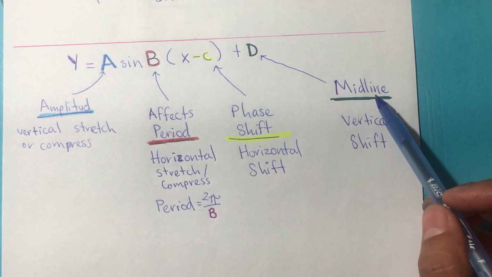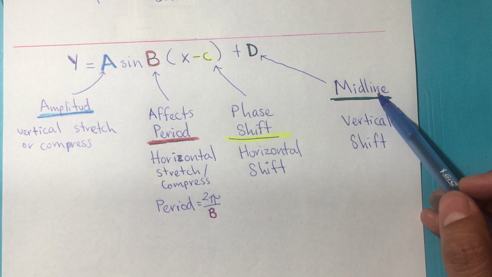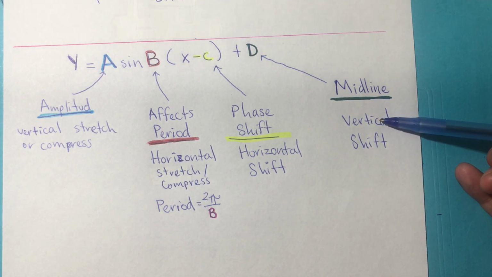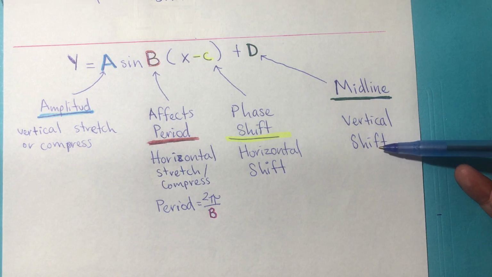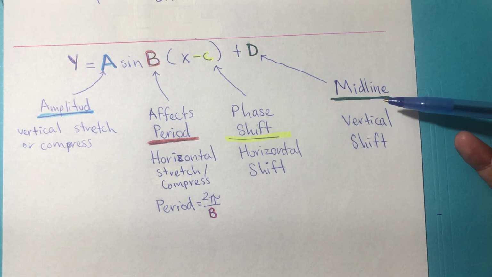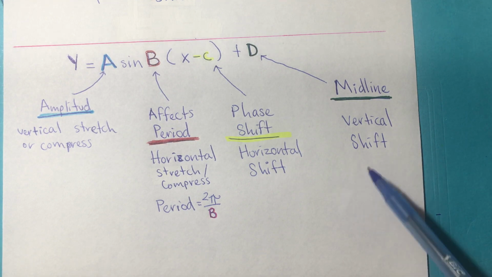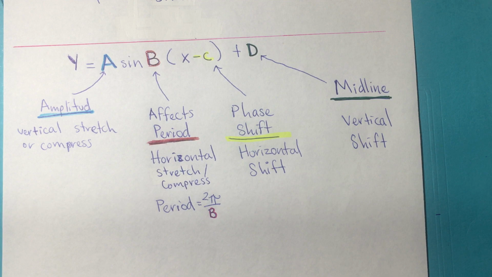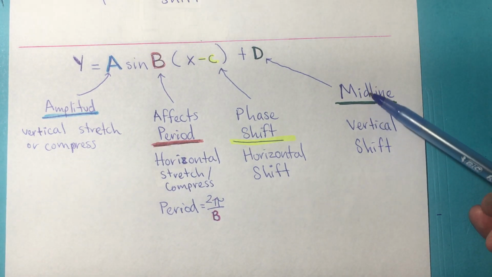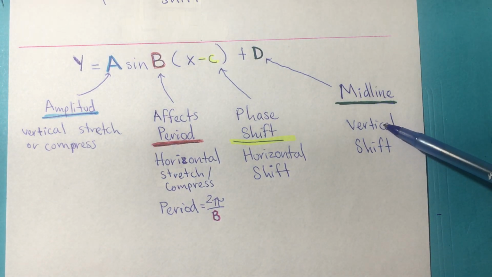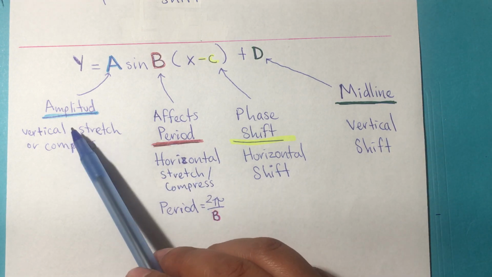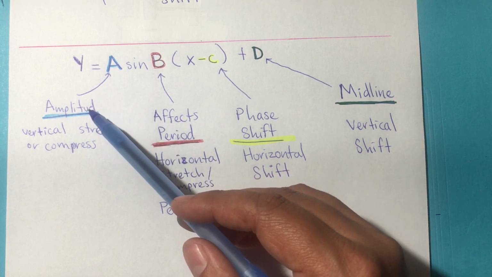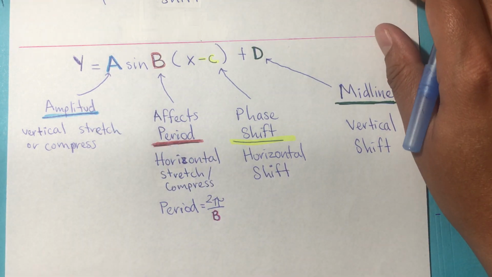And D is the midline or center line, whichever you want to use. This refers to a vertical shift, meaning it moves up if it's positive or it moves down if it's negative. For this lesson, we're going to focus only on the vertical transformation. So we're going to be moving our midline and the whole graph with it. And also we're going to be stretching or compressing the amplitude of cosine and sine.